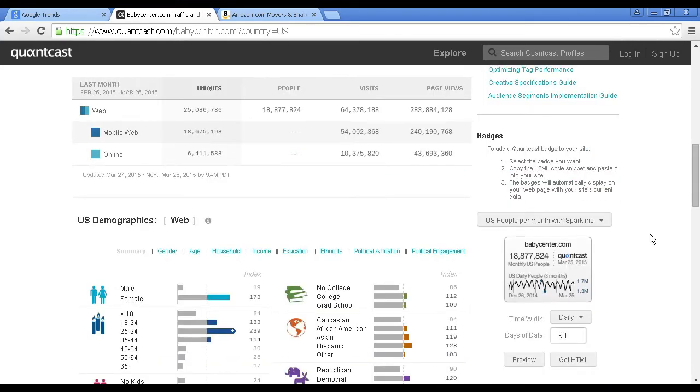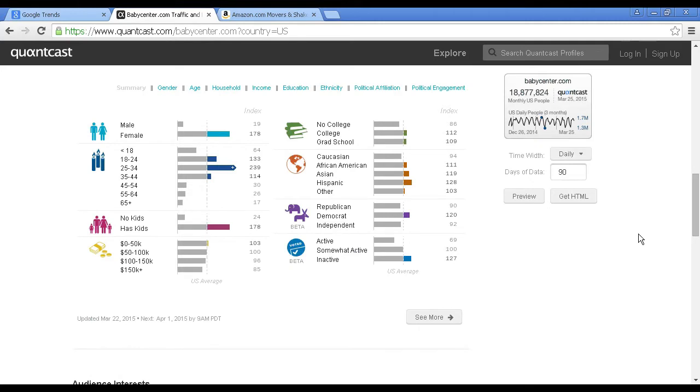You've got demographics, whether the people who visit the site are male or female, and not surprisingly for this particular site they're mostly female. You can tell their ages, they're mostly 25 to 34. They have kids, as one would expect. You have details about their income, their education, their ethnicity, their voting intentions, and how active they are in the US. So you can then tailor your product to meet this particular demographic.